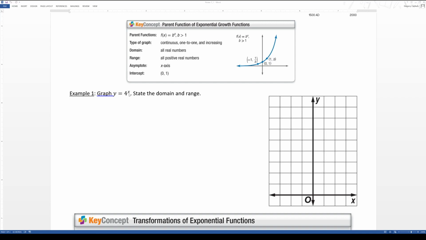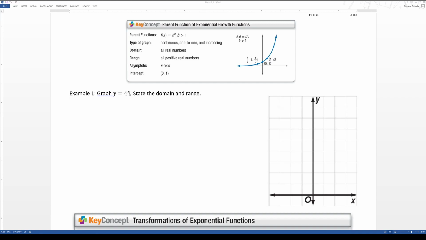But before we graph this, I want you to think, what if I plug in some numbers for x, what's going to happen? So for example, let's say x is 0. If x is 0, then we have 4 to the 0 power. What would that be? Well, anything to the 0 power is 1. So if x is 0, 4 to the x power is 1. So we would know, for instance, that the point (0, 1) is going to be on this curve.